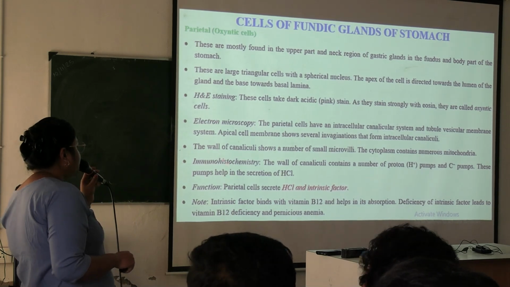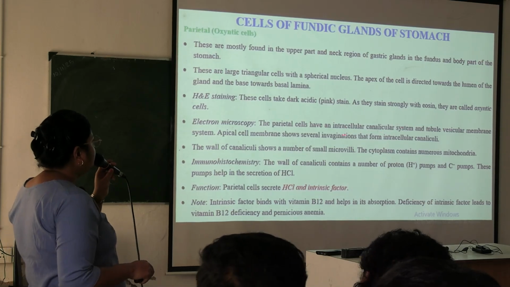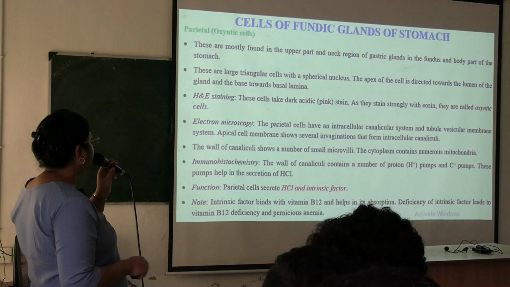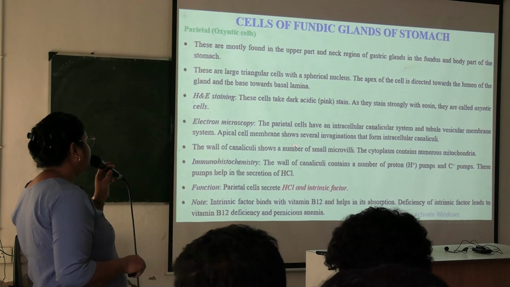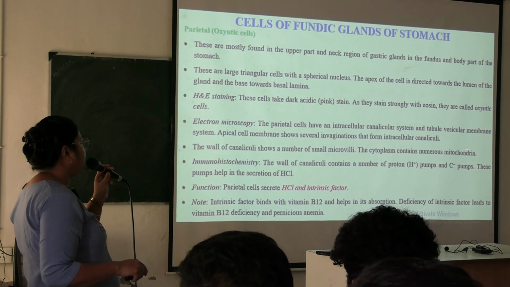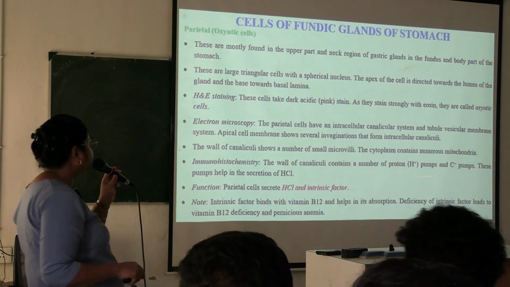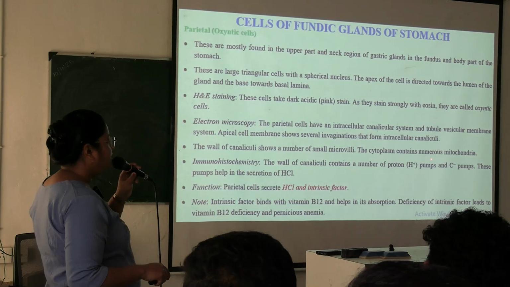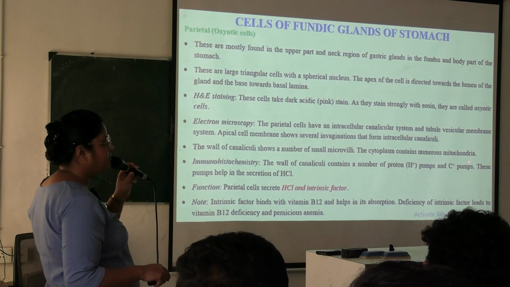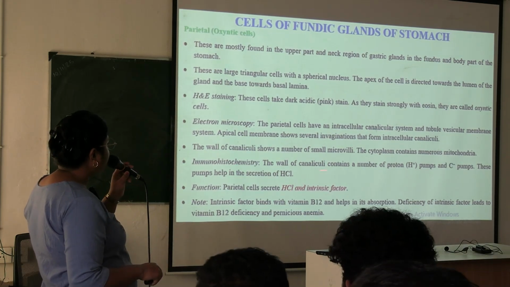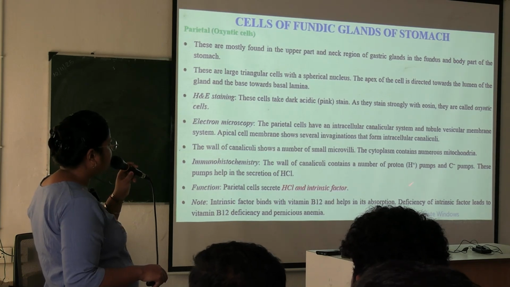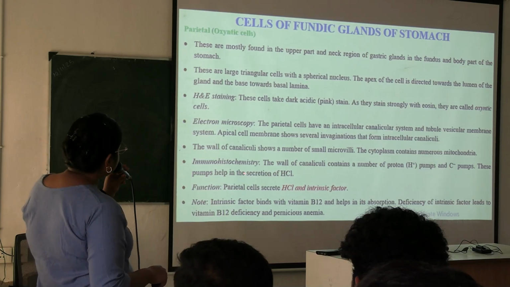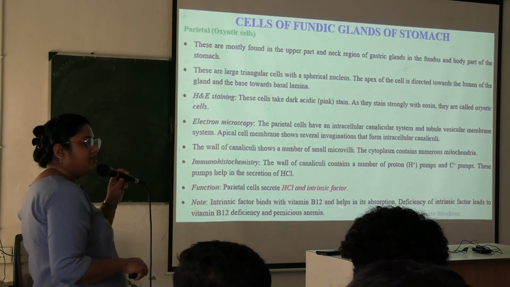Under electron microscopy, the parietal cells have an intracellular canalicular system and tubulovesicular membrane system. The apical cell membrane shows several invaginations that form the intracellular canaliculi. The wall of canaliculi shows a number of small microvilli, and the cytoplasm contains numerous mitochondria. In immunohistochemistry, the wall of canaliculi contains a number of proton H plus pumps and chloride pumps, and these pumps help in the secretion of HCl.